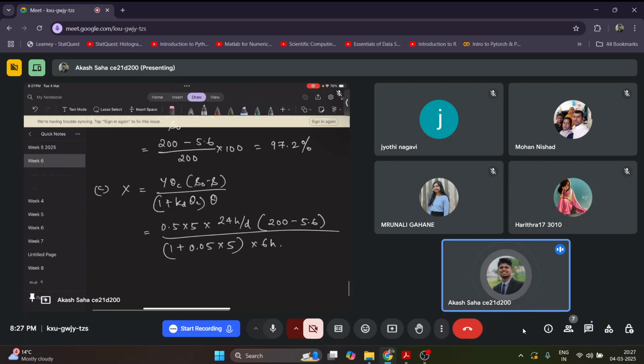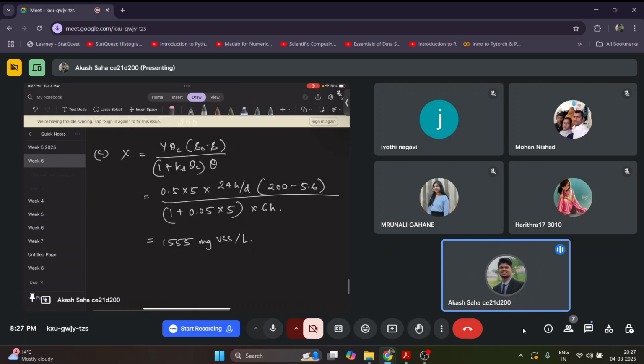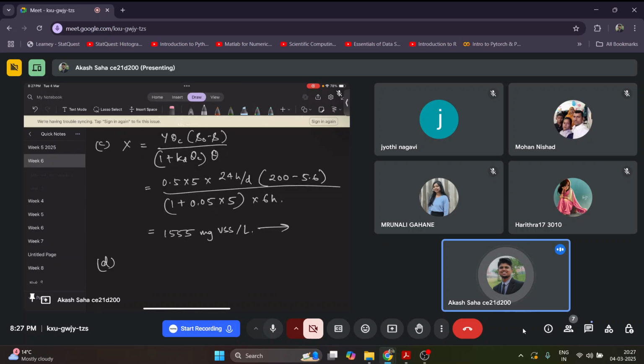So you will get the answer is 1.5 milligram VSS. Then MLSS they are asking, so this is nothing but ML VSS. So we have next question they are asking MLSS. So MLSS is nothing but ML VSS divided by the ratio of MLSS by VSS. So this is 1.5 by 0.7. It is given in the question. So it will be 1994, or we can say approximately 1,000.